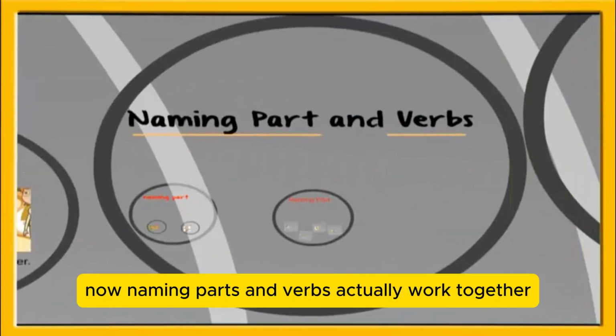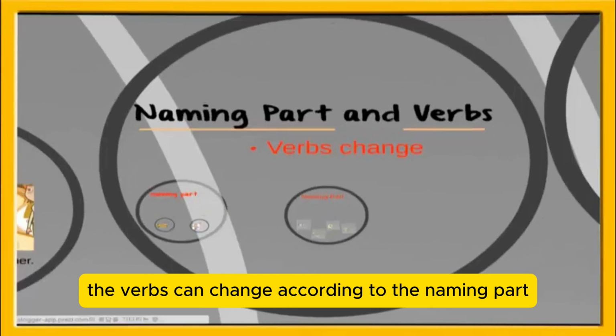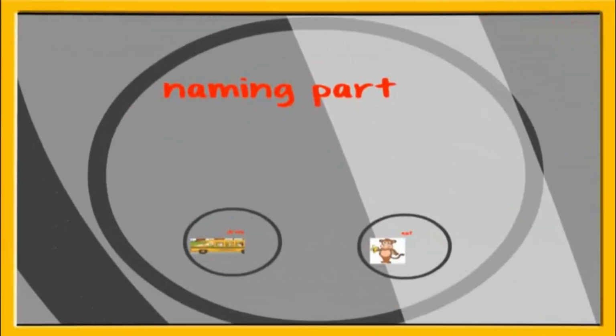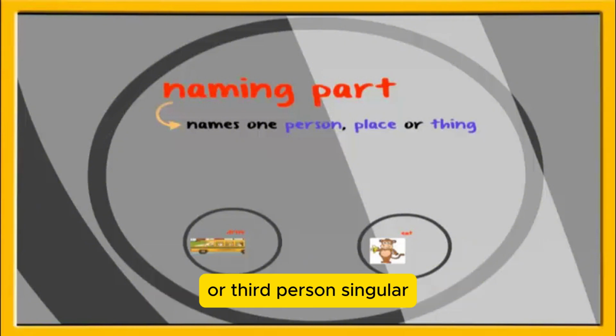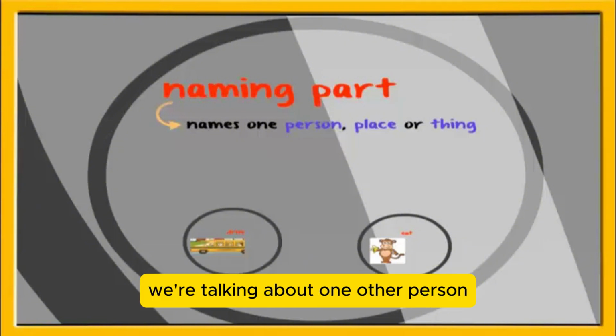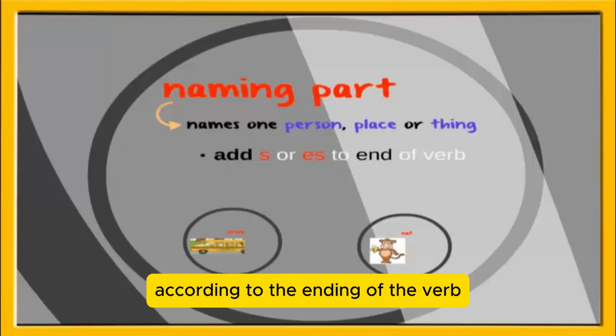Now, naming parts and verbs actually work together. The verbs can change according to the naming part. Here's what I mean. If the naming part names one person, place, or thing, or third person singular, we're talking about one other person, place, or thing, we need to add an S or an ES to the end of the verb according to the ending of the verb.